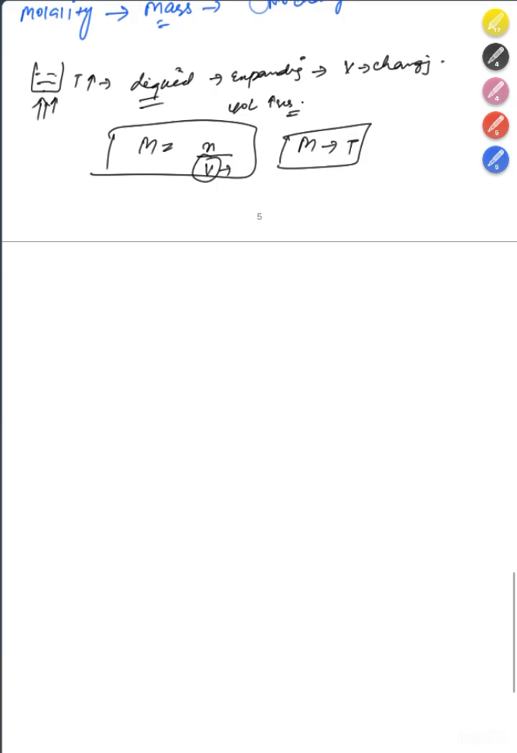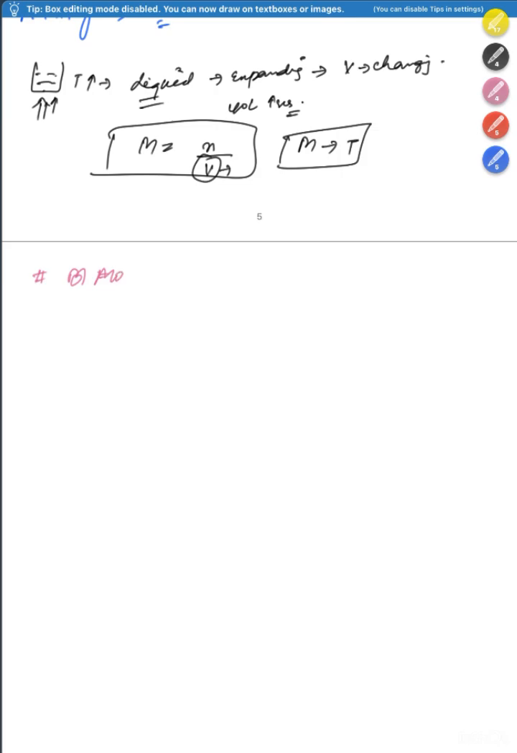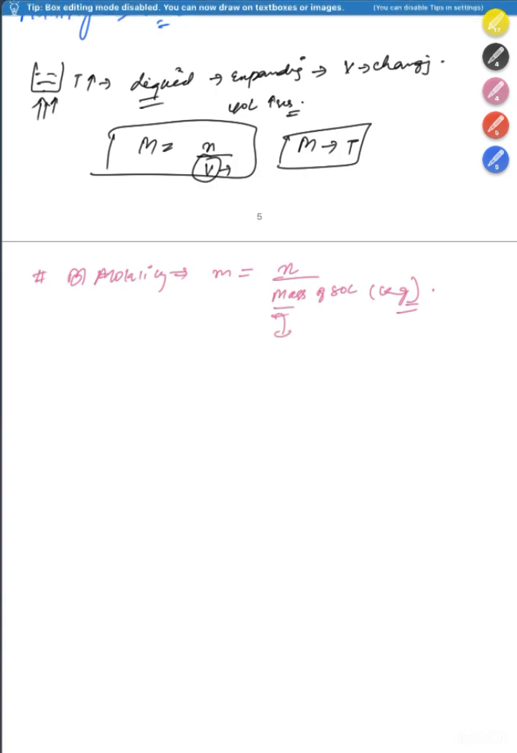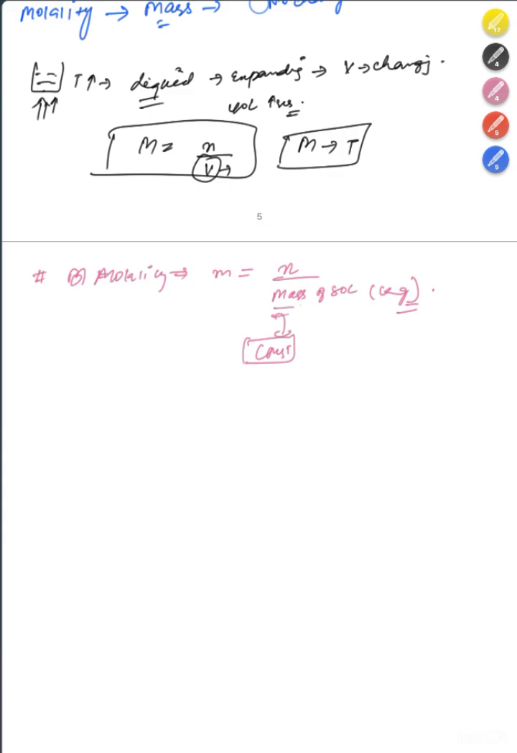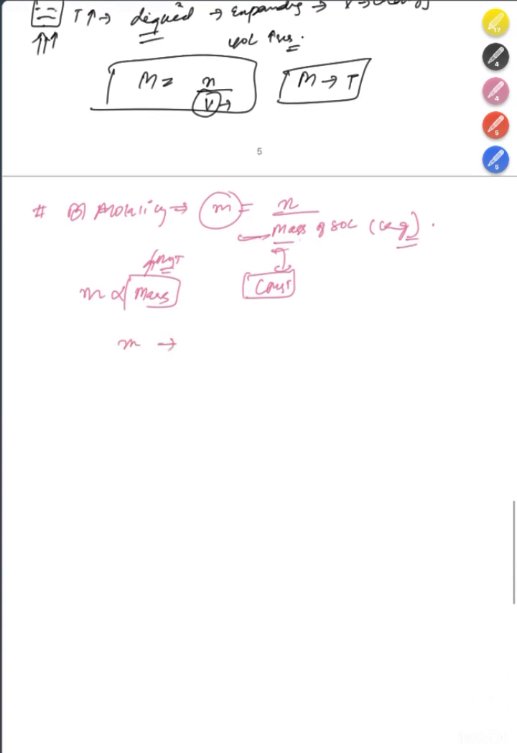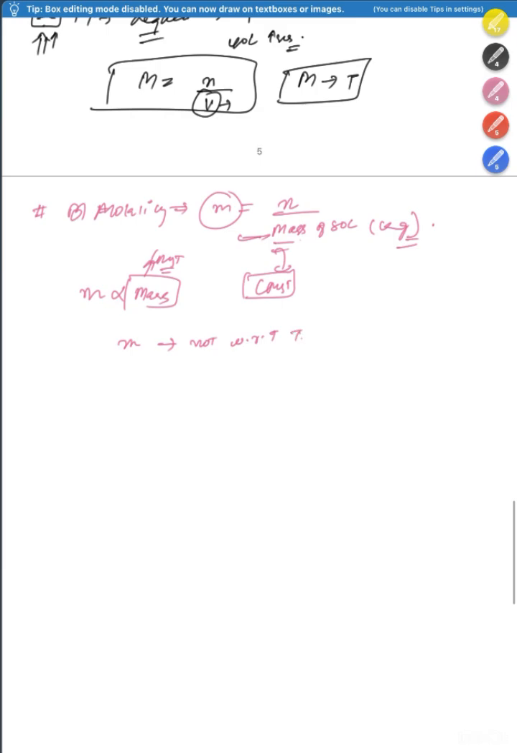Now if we look at the impact on molality, we represented molality with small m, and we said that it was equal to the number of moles upon the mass of solvent in kgs. I already told you that mass is independent and constant. So if you increase or decrease the temperature, it will put no impact on the mass of the solution. It directly will put no impact on the molality also, because molality is dependent upon the mass, and this mass is a constant thing. It means that it will never change with respect to the temperature.